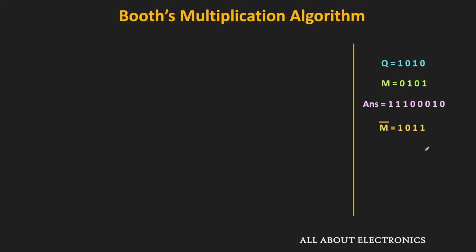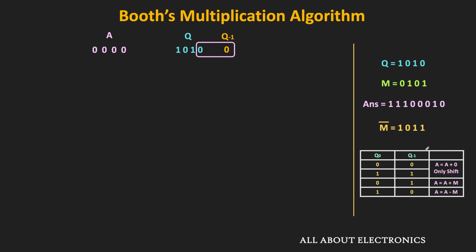Since we are performing the 4-bit multiplication, this accumulator and this Q register will be of 4 bits. And initially, this A and the q minus 1 will be set to 0. In the first iteration, this q minus 1 and the q0 bits will be checked. Since they are 0, no arithmetic operation will be performed, and directly we will perform the arithmetic right shift operation. As you know, in the arithmetic right shift operation, the MSB will be copied as it is, and after that, all the bits will be shifted to the right by a 1-bit position.